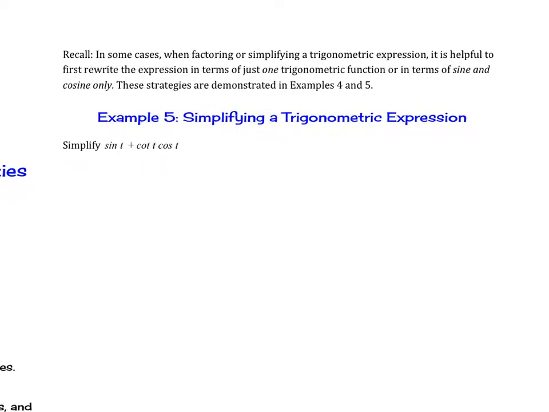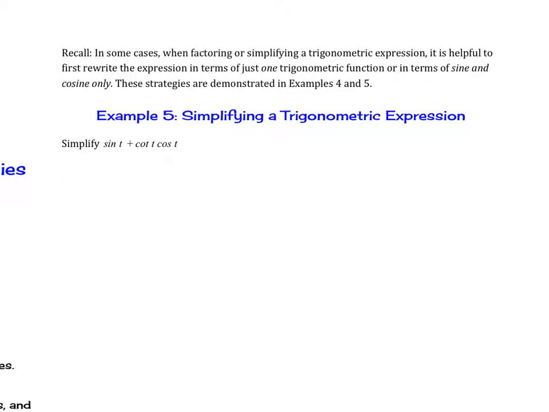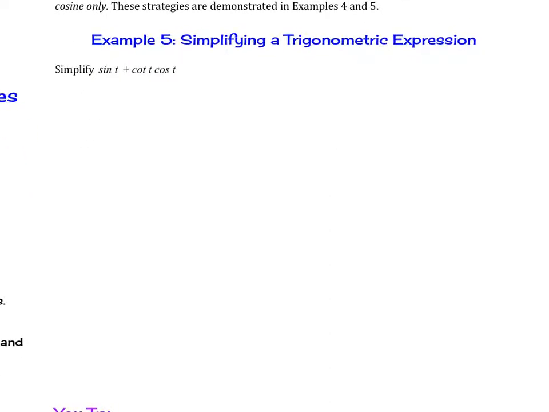So recall that in some cases when factoring or simplifying a trig expression, it is helpful to first rewrite the expression in terms of just one trig function or in terms of sine and cosine only. So we're going to see that in this next example. We have sine of t plus cosine of t, cotangent of t, times cosine of t. So we want to simplify it. And so what we're going to do is rewrite everything in sine and cosine.